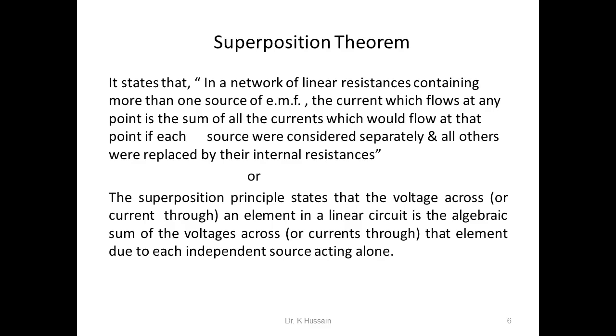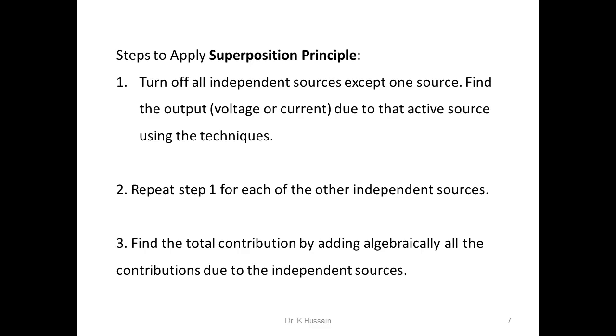Now we'll see the steps to apply the superposition principle. Turn off all independent sources except one source, because this theorem applies when there is more than one source, two or more. So turn off all the independent sources except one at a time. That is the meaning of this. Find the output, which may be current or voltage, due to that active source using the techniques.